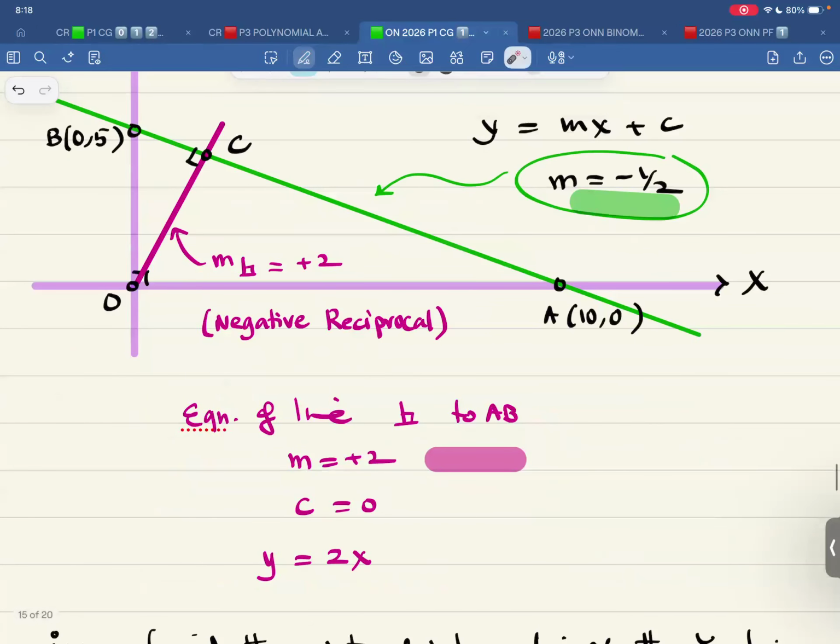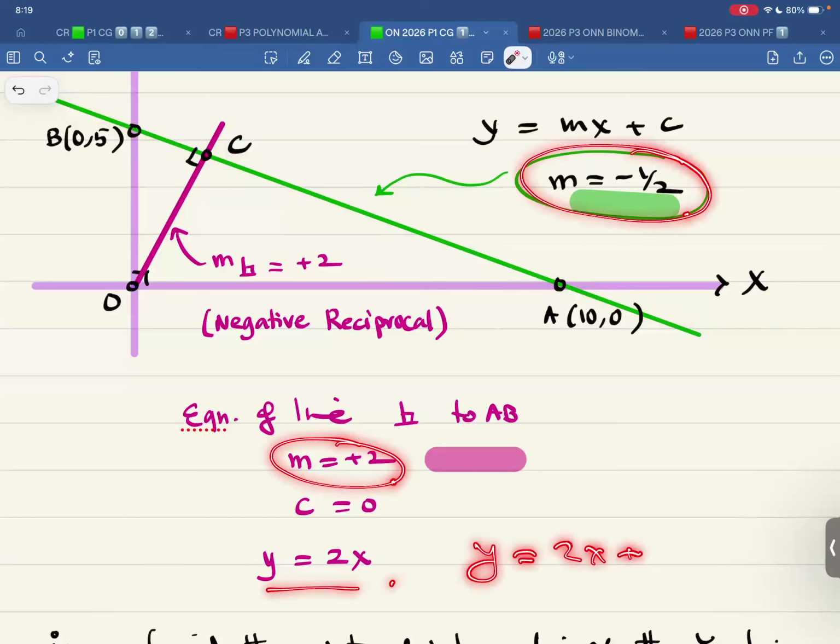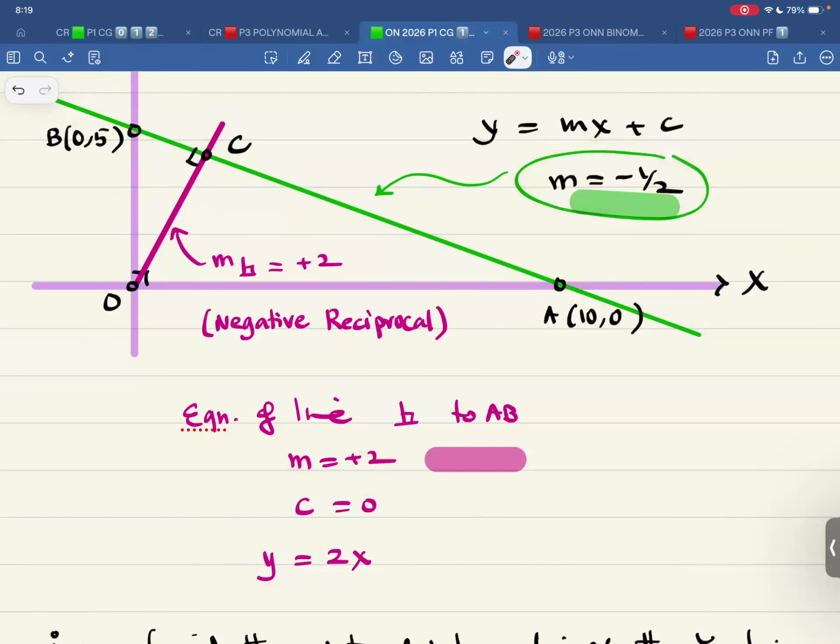So again, have a good look. The equation was already given. This is passing through the origin. Y-intercept is 0. The gradient of the green line is negative half. Gradient of this line is positive 2. y is equals to mx plus c, y is equals to 2x plus 0. That is the equation.